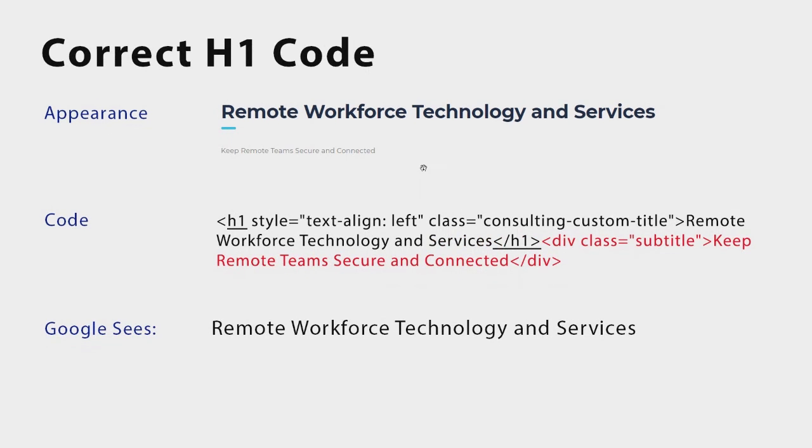Now, here's the correct version. In the page builder, you can set this line to be either between the headline and the subhead or below it. So I change it to put it between, just to see what would happen. And then I examine the code. Here's the beginning of the H1 tag. Here's the end. And notice that the subhead now is separate from the H1 tag. It's in its own division: keep remote team secure and connected. And the only thing that's in the headline, the only text that Google's going to read, is exactly what I want: remote workforce technology and services. This is what Google sees.